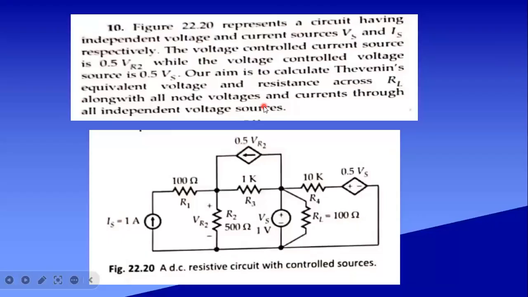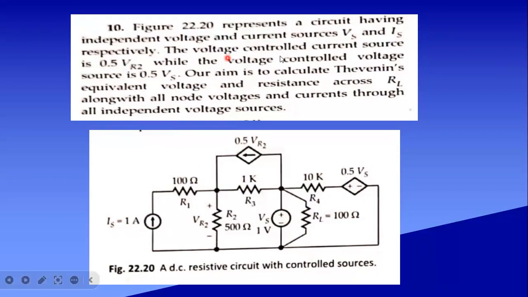Okay. So this is the main circuit, a DC resistive circuit with dependent sources. The circuit has independent voltage and current sources, Vs and Is. These two are called the independent voltage source and the independent current source. This is the independent voltage source. This is the independent current source.